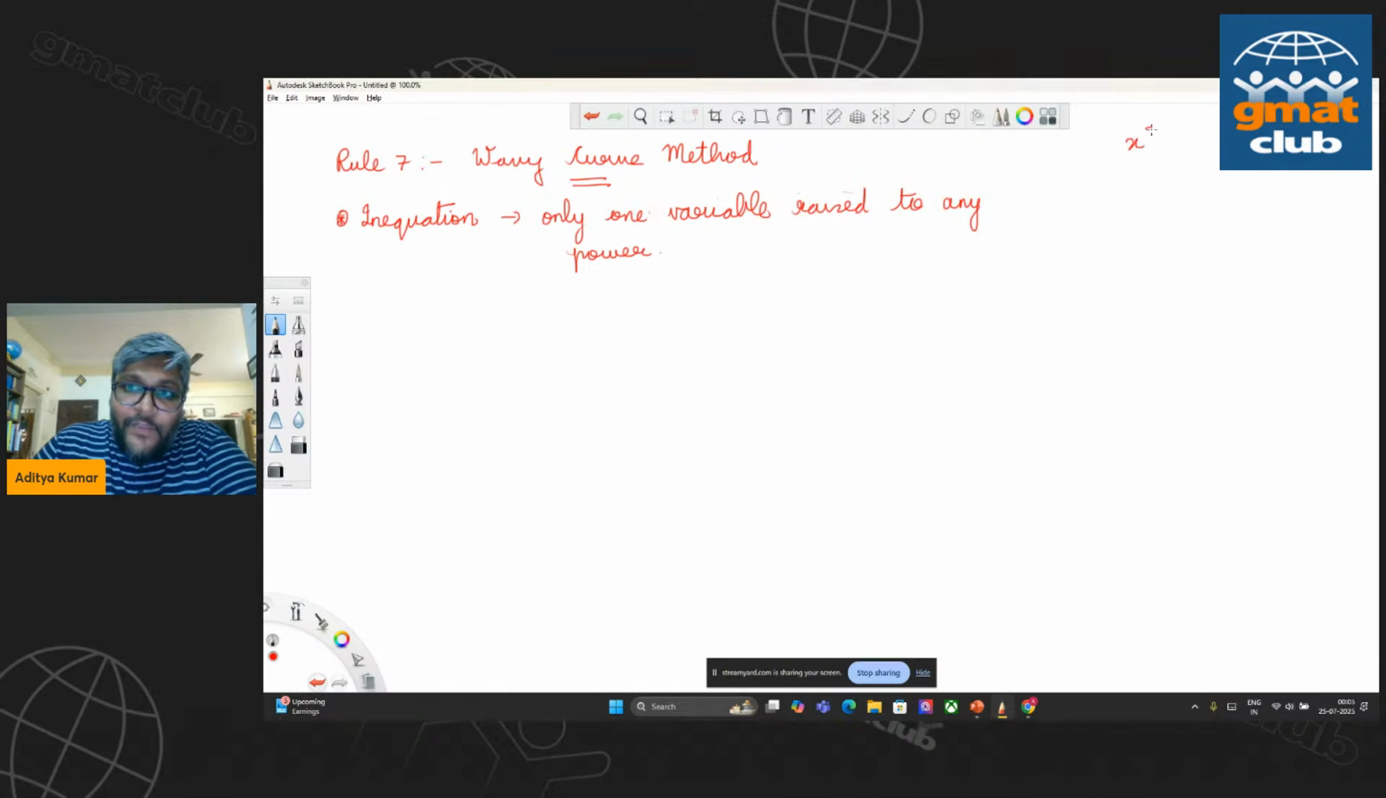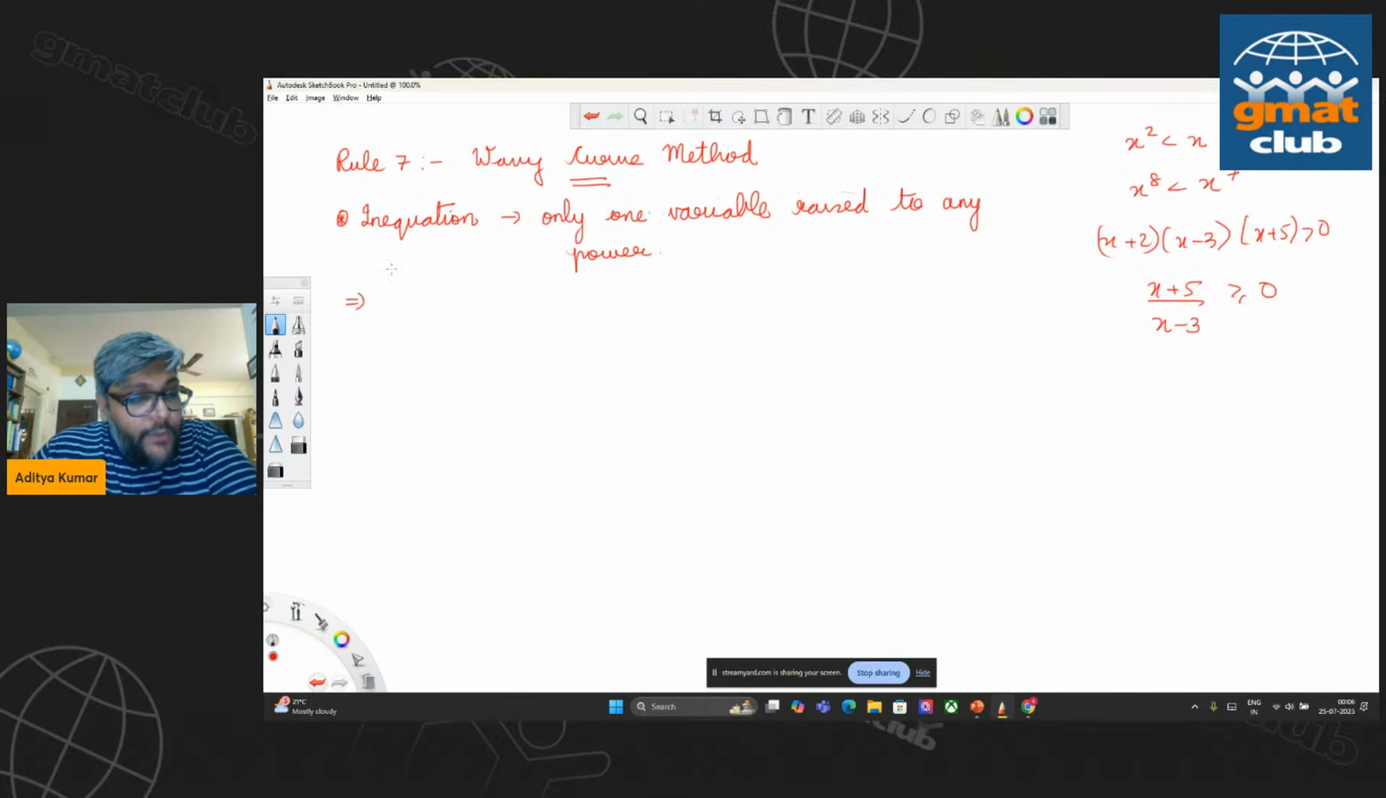Equations like this: x square is less than x, x to the power of 8 is less than x to the power of 7, (x plus 2)(x minus 3)(x plus 5) is greater than 0, a cubic equation. Even for a division of values, (x plus 5) divided by (x minus 3) is greater than or equal to 0. Whenever you have an inequation where there is only one variable that runs throughout, raised to any power, you can use the wavy curve method to simplify and break it down.